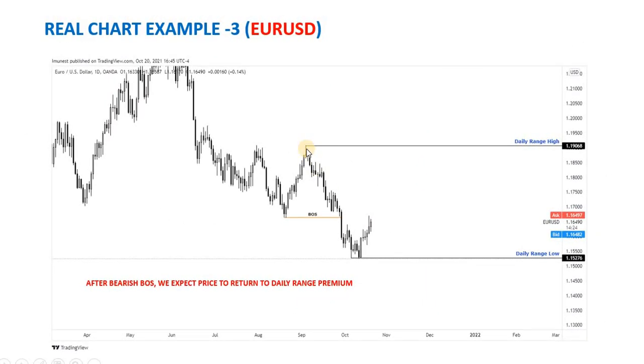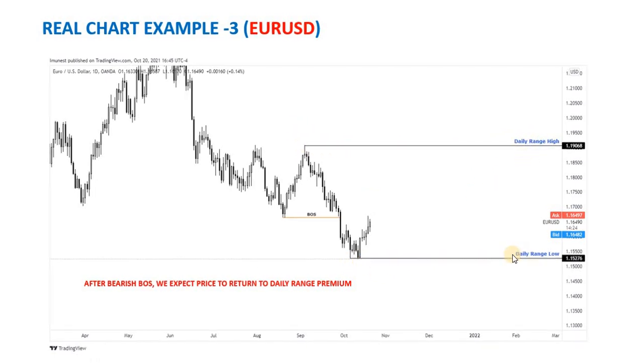So quickly we are taking example 3, which is the Euro USD, and this is very recent. Majority of these examples are very recent, as you can see, October 20, 2021. So we are on the daily chart. After a bearish break of structure on the daily chart, we expect price to return to the daily range premium. Okay, so we expect price to return, which it has already started doing. When we start noticing this pullback, remember, we now mark our daily range high and our daily range low.